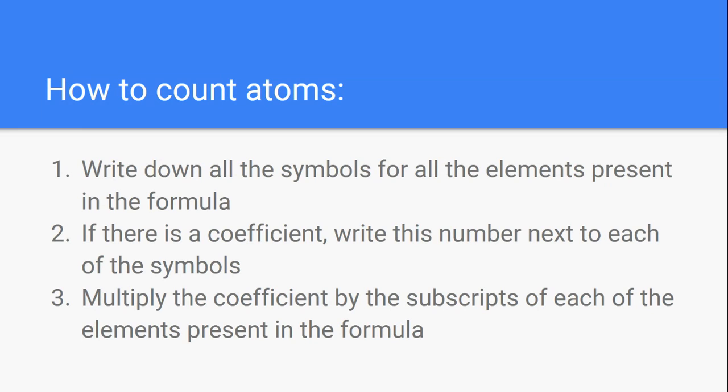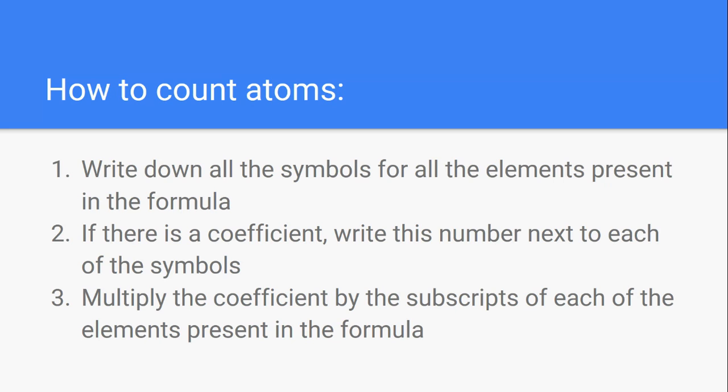So how to count the atoms? This is a strategy that I generally use. I want you to write down all the symbols for the elements that are present first in the formula. That means tell me how many elements we have. Look at the capital letters. The number of capital letters is going to tell you the number of elements that are present. Go ahead and look at your periodic table. Try to match up. Like if you saw capital H, you would look at your periodic table and say, oh, H, it's hydrogen. If there is a coefficient, write this number next to each of the symbols.